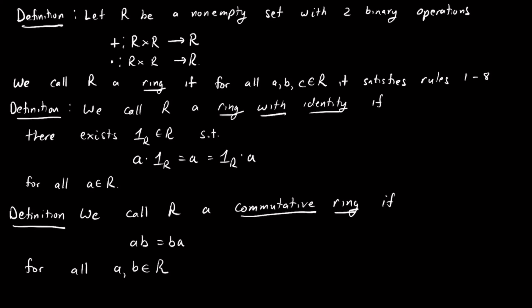Another property we might have is the commutative property. What if multiplication is commutative? We call this a commutative ring. A commutative ring is one in which a times b is equal to b times a for all a and b in R. So this is what we'll call a commutative ring.